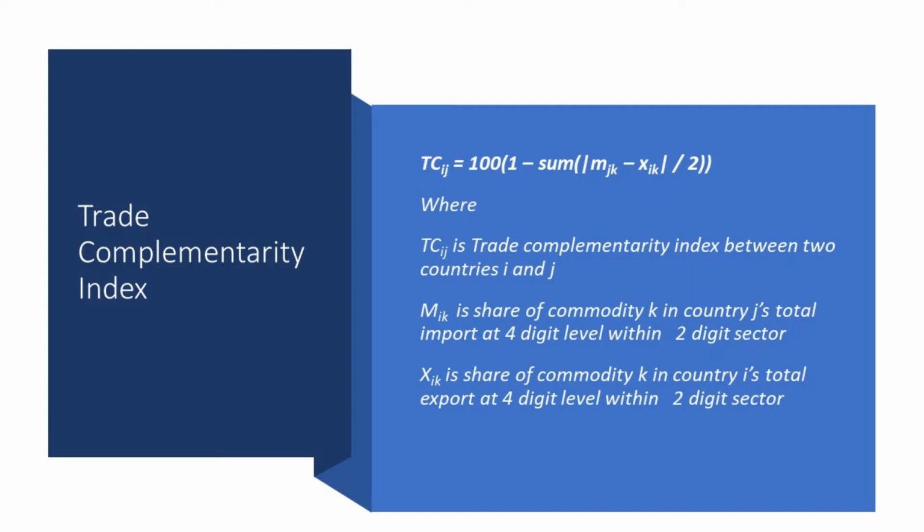The formula to calculate Trade Complementarity Index is TCIij equal to 100 times 1 minus the sum of absolute values of mjk minus xik, divided by 2, where TCIij is the trade complementarity index between two countries i and j. mjk is the share of commodity k in country j's total imports at 4-digit level within 2-digit sector. xik is the share of commodity k in country i's total exports at 4-digit level within 2-digit sector.